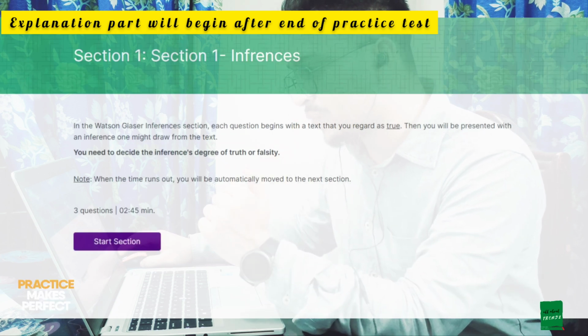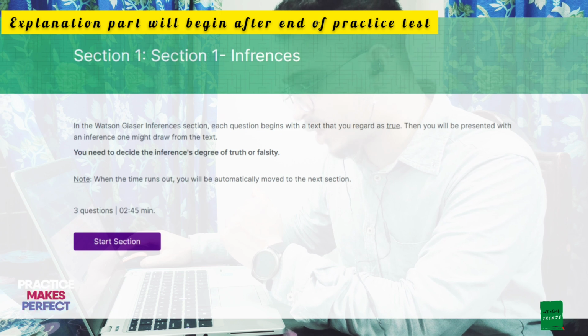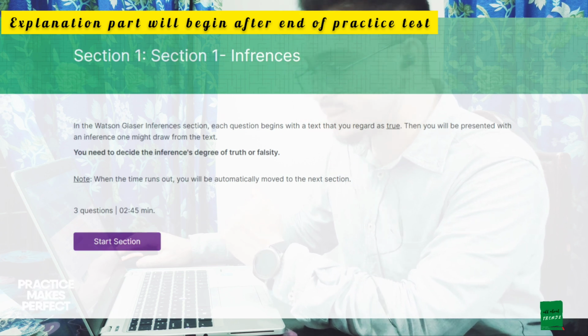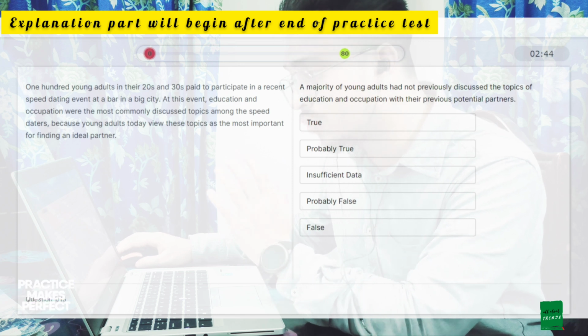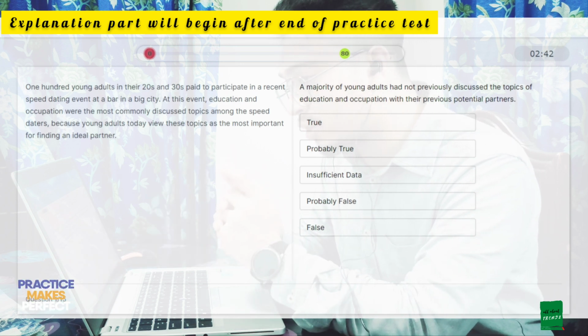Section 1 is inferences. Let's start. It says you need to make an inference, so it should be that you need to understand. Let's go with the first one.